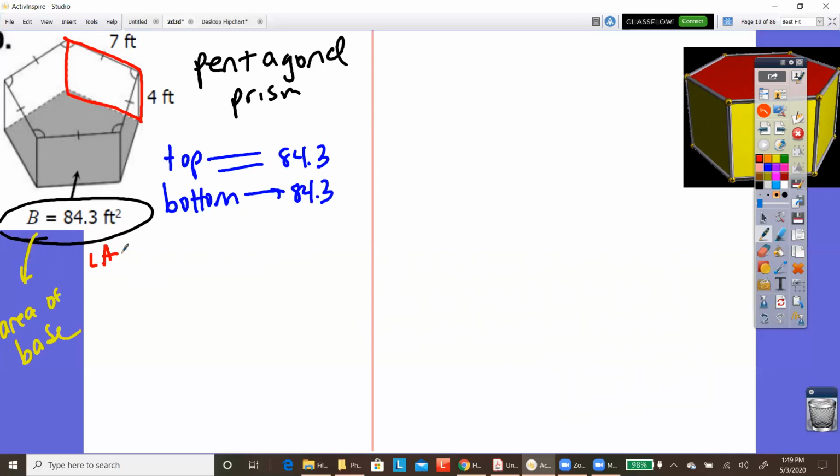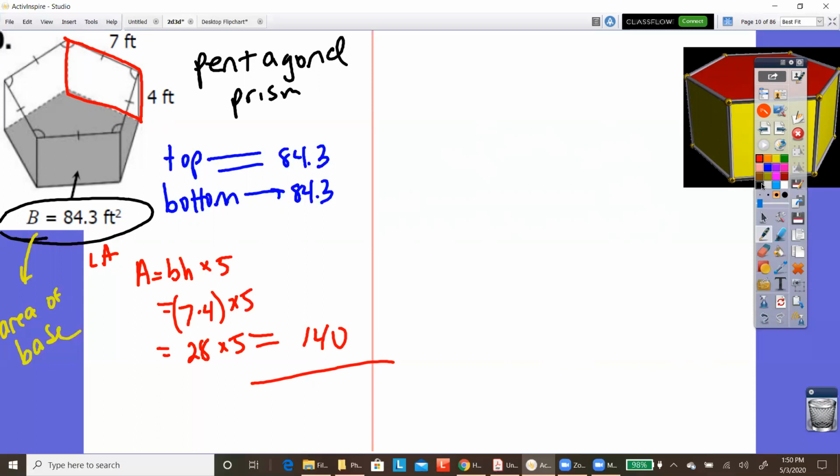So to get the lateral area, I'm going to get the area of one rectangle, and I'm going to multiply it by 5 because they're the same. So it'd be 7 times 4, or 28. That's the area of one rectangle. And then I'm going to multiply that by 5. So 28 times 5 is 140. So 140 square feet would be the lateral area. Add to that the 2 base areas for the top and the bottom, and the total surface area for this one would be 308.6 square feet.